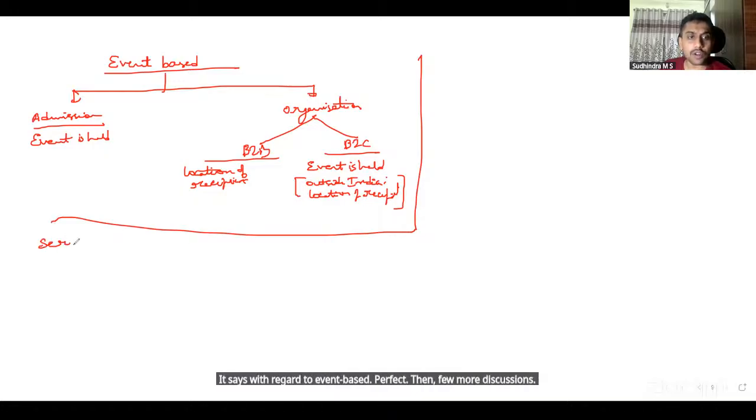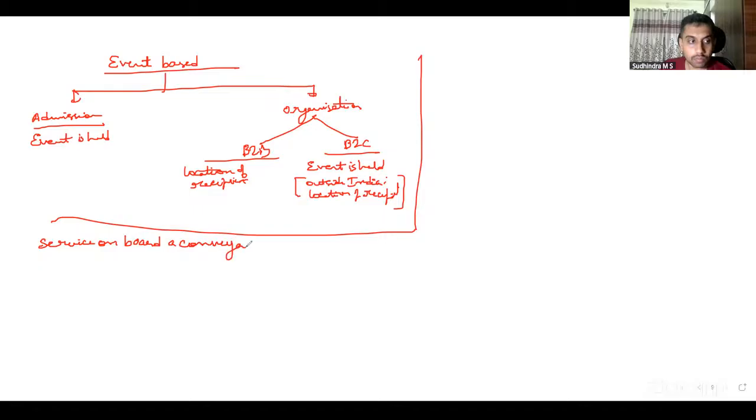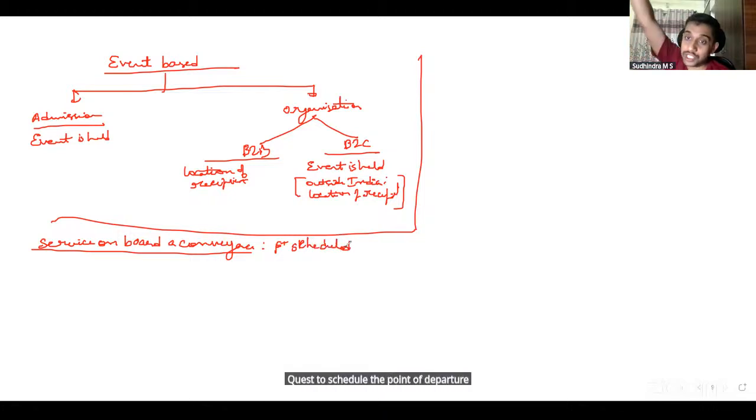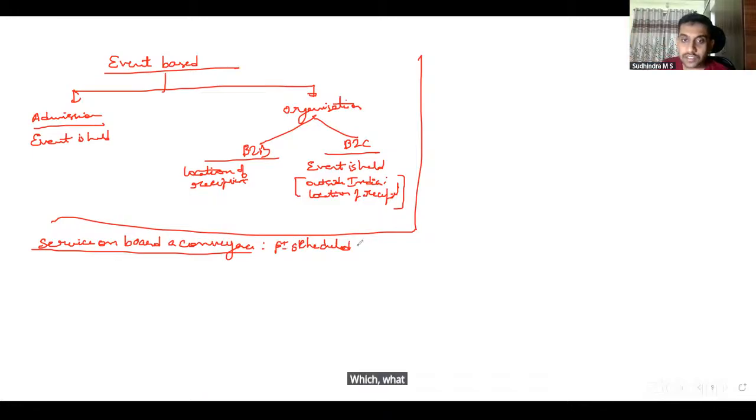What happens if there is a service on board a conveyance? Where the goods are taken on board. We are talking about services on board a conveyance. First scheduled point of departure of the conveyance. Remember Kochi to what was that? Delhi, Kochi to Delhi train. Yes, first scheduled point of departure.